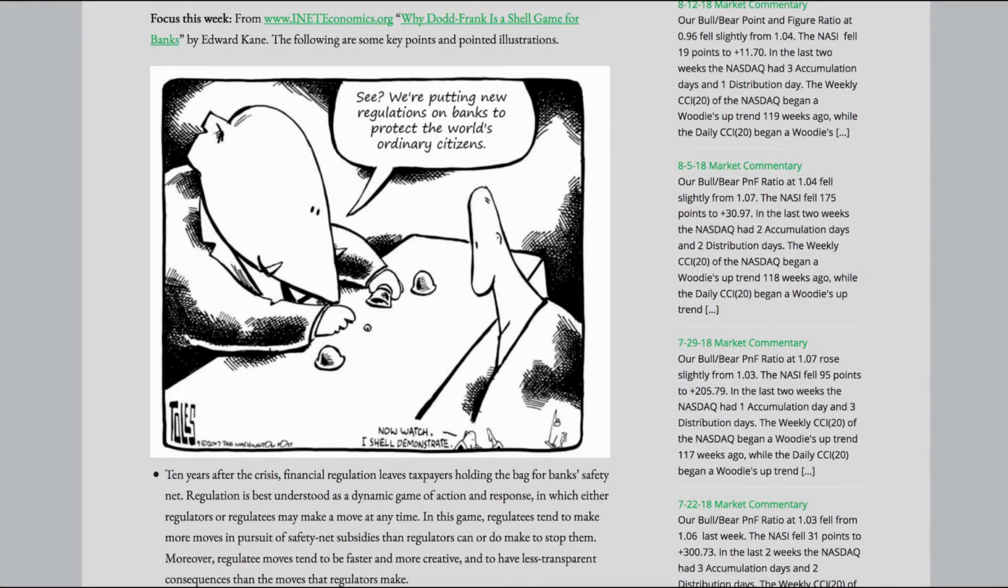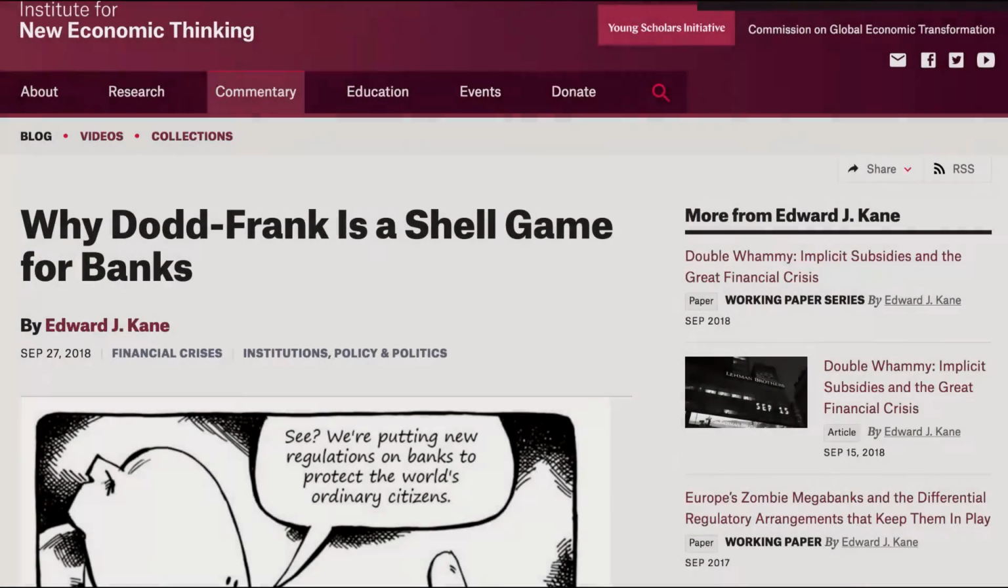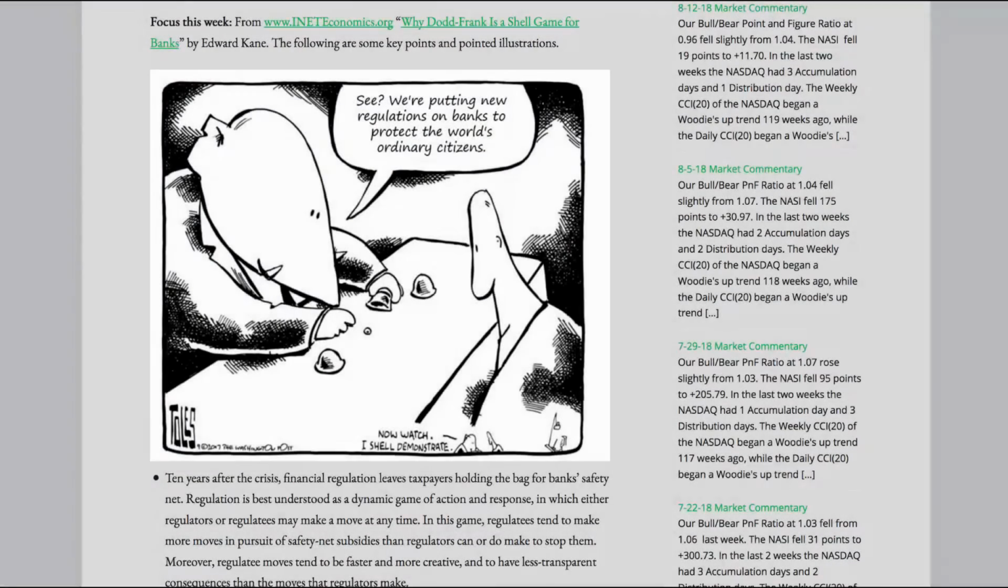Focus this week from www.ineteconomics.org. Why Dodd-Frank is a Shell Game for Banks, by Edward Kane. The following are some key points and pointed illustrations. 10 years after the crisis, the financial regulation leaves taxpayers holding the bag for banks' safety net.